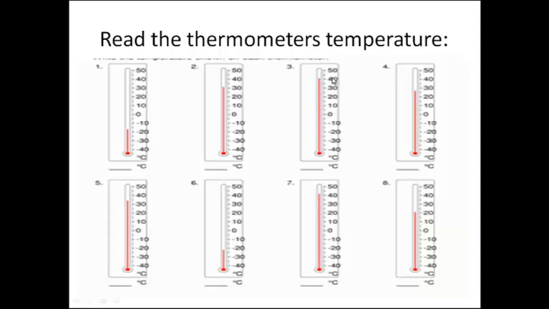Here 40 Celsius. 25 Celsius, as it's between 20 and 30, and between 20 and 30 is 25. 20 Celsius. 40 Celsius. Below 0. Minus 20, it's between 20 and 30 by maybe 2 marks, so minus 22 Celsius. This is minus 22. This is just 35, between 30 and 40, so 35 Celsius.